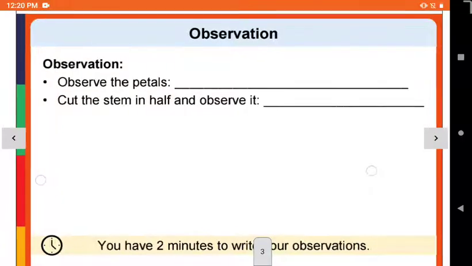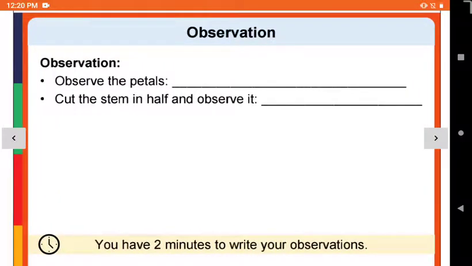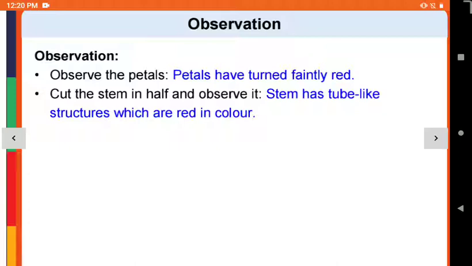Observation. Our first observation, observe the petals. And next cut the stem in half and observe it. And here what you will feel? Answer is observe the petals. Petals have turned faintly red. And cut the stem in half and observe it.